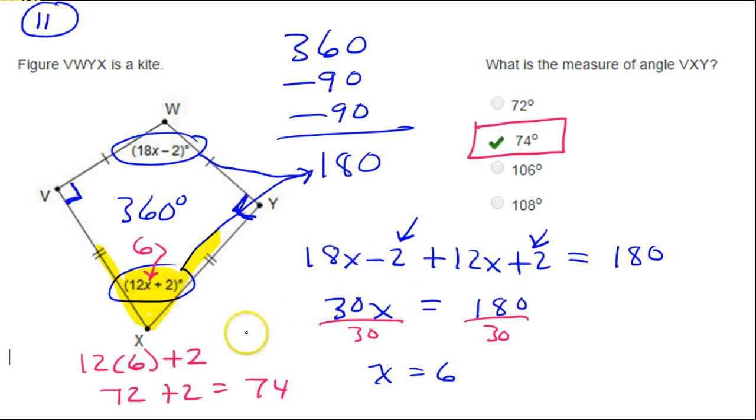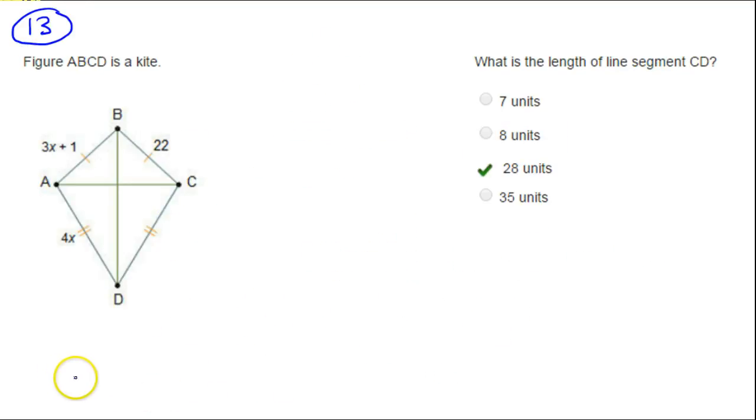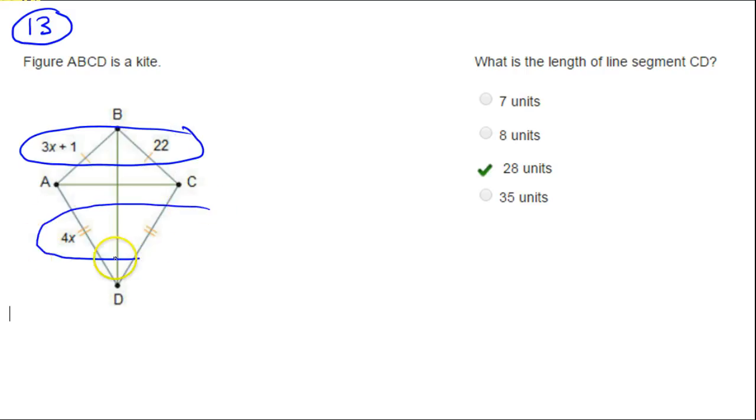Oh look, we got another kite. They want to know the length of CD. But look, remember for a kite, if you look and see the sides that are the same, the 3x plus 1 and the 22 are the same. And these are the same. So if this is 4x, then this is 4x.